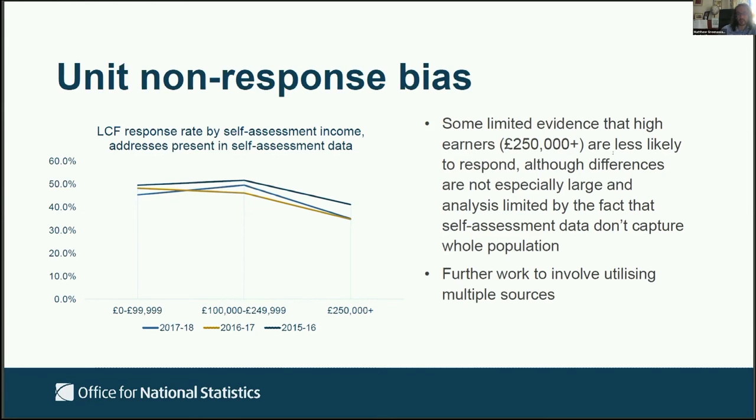But having said that, there's a graph there of what we think the response rate is by different income bands. And there's maybe a little bit of evidence that the very highest earners here have a somewhat lower response rate. But it is, as I say, quite limited evidence. I'm essentially just showing this to demonstrate the kind of work that we are doing and that we want to develop. So perhaps a little bit of evidence there of unit non-response bias, but perhaps unlikely to be the full story.